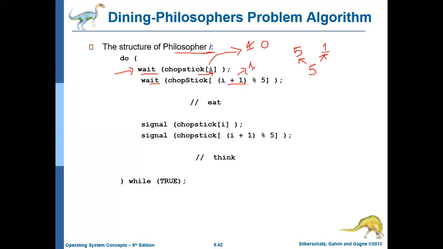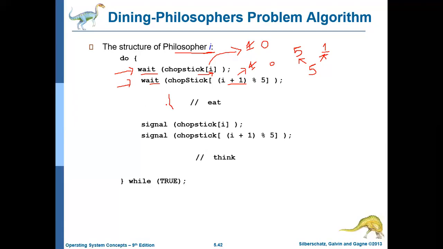So if it is in somebody else's hand, then it will be 1 and he will be waiting. If that other person releases it, then it will become 0. Okay. Now the philosopher got both chopsticks, that is, he got the ith chopstick and also the I plus 1 chopstick. Now he enters the critical section. Critical section is what? Eating. He takes rice from the bowl and he starts eating. Okay. That's it. Now he finishes eating.